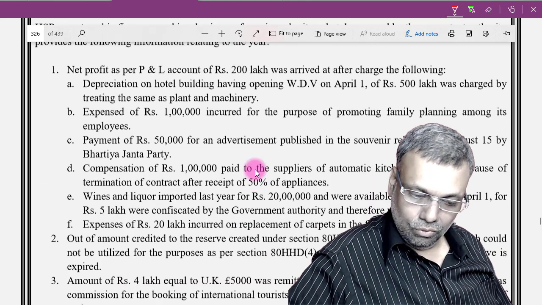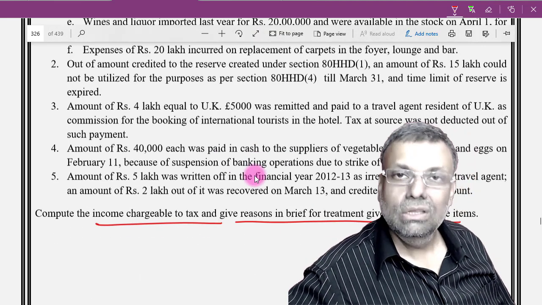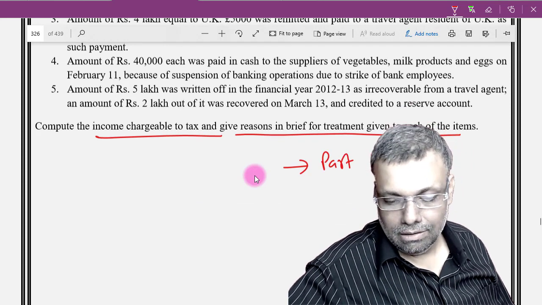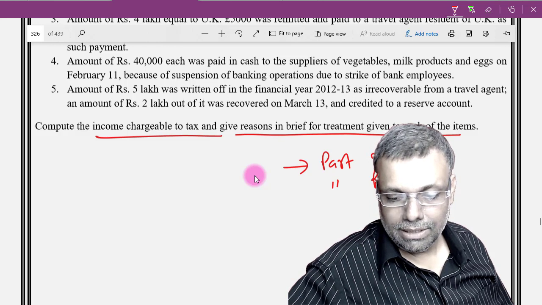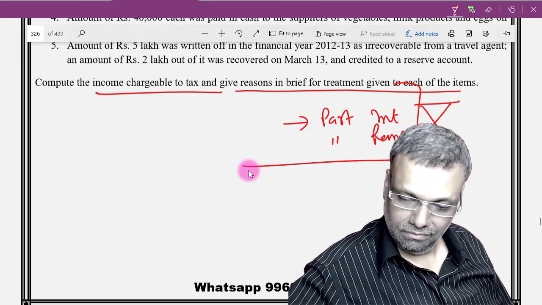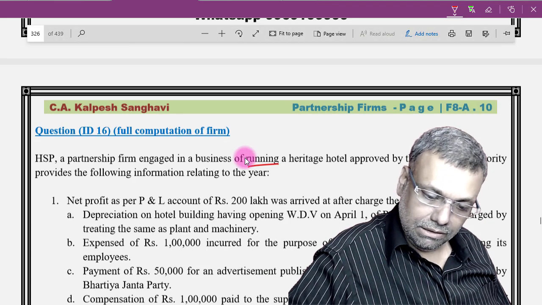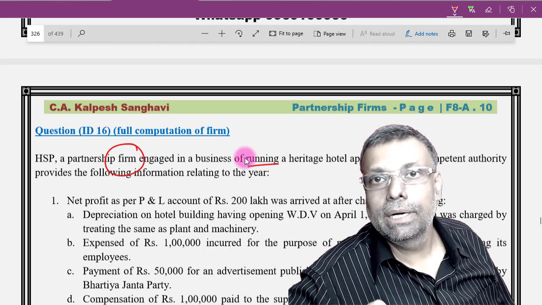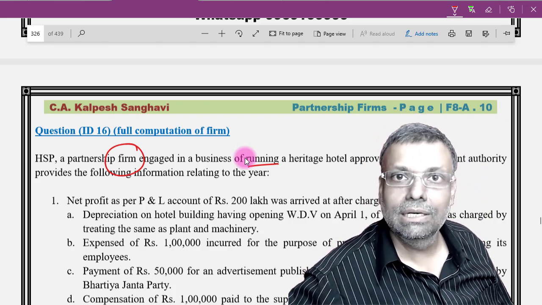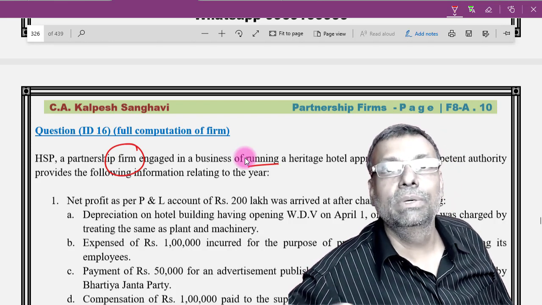Now, if you go through all these items, all these adjustments in this question, nowhere is anything given about partner interest or partner remuneration. Nothing has been given to us. No data. For example, this is a partnership firm, how many partners? No data. Working partner? No data. Whether it is authorized by the partnership deed? No data. How much is actual salary remuneration? No data. How much interest? No data. Nothing is printed in the question.